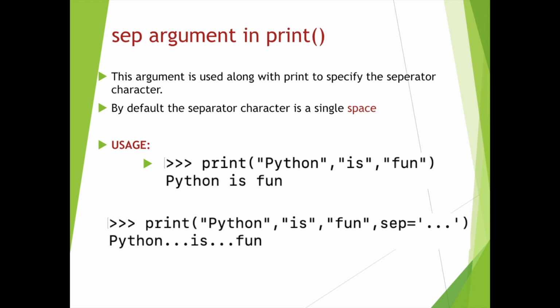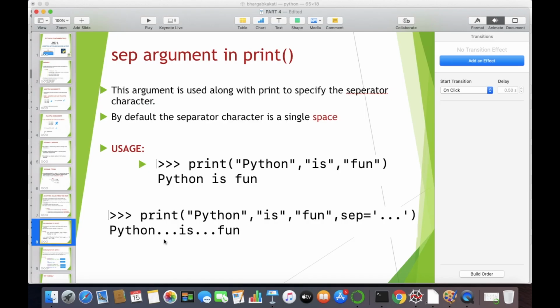But if I write print Python comma is comma fun comma sep equals triple dot, that means by default it will take a space, but if I want to use something other than a space, then I have to specify it using the sep argument in the print function. So what is an argument? An argument is some additional information given to the existing function. So here after Python, what is coming? These three dots are coming. Let's try to implement it and show it to you.